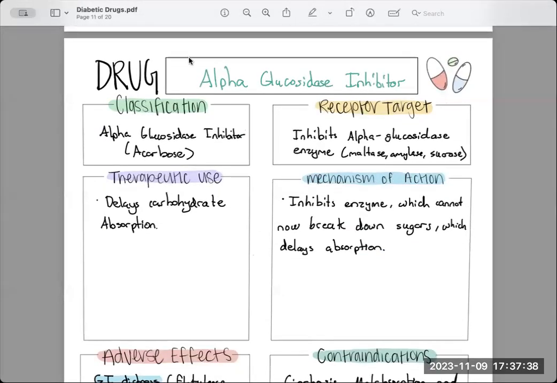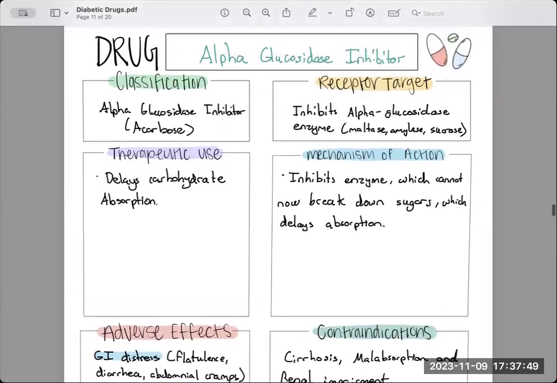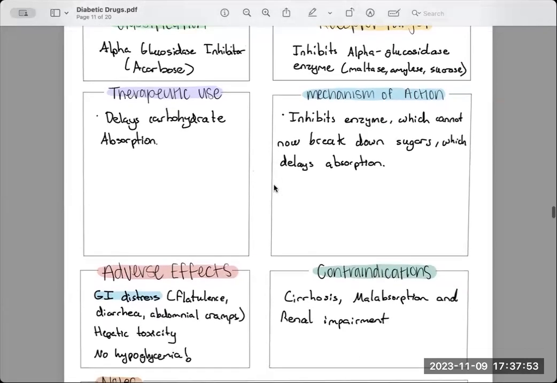Now we're talking about acarbose. As I said, you take this one with food at the same time, not within 30 minutes. The way this one works is these alpha glucosidase inhibitors, or acarbose, inhibit enzymes that break down sugars like maltase, amylase, sucrase. They inhibit those enzymes that break down sugar.